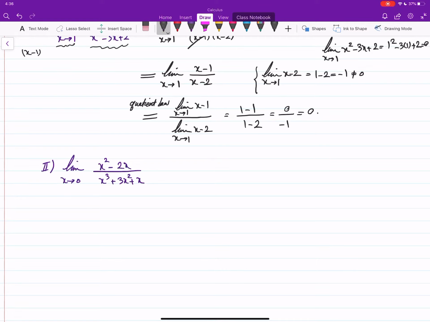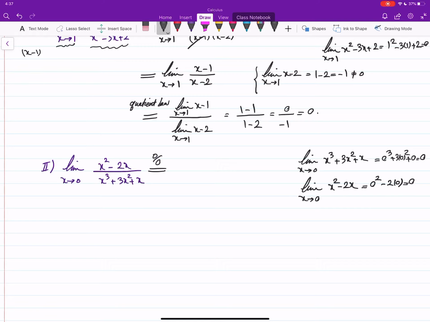So you have a quotient. First thing is the quotient law. Check if the limit of the denominator is 0 as x goes to 0. This is 0 cubed plus 3 times 0 squared plus 0, which gives us 0. Well, that means that we cannot use the quotient law, but we need to check the limit of the numerator. The limit of the numerator is again another polynomial, and we can get it by direct substitution. It will give us another 0.